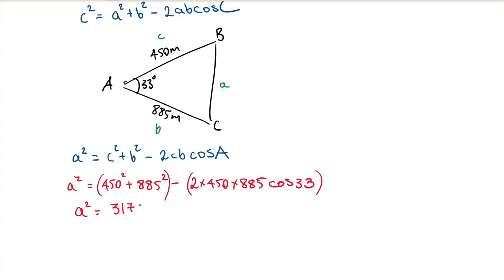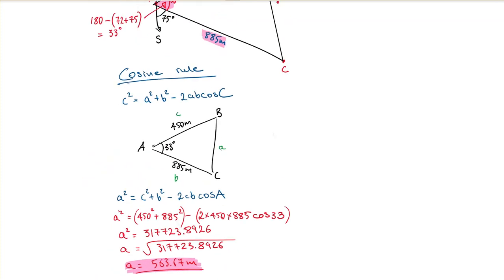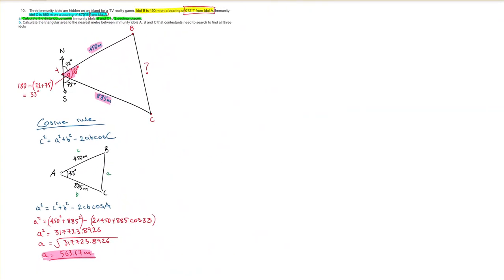And when I did that, I got A squared to be 317,723.8926. Now you don't stop there because you need to get rid of the square, so you do the square root of the answer that we got. And your answer is 563.67 meters, and that kind of fits with our values. And so that's our answer for part A. So that's how I did A.